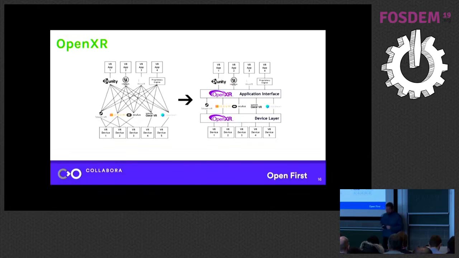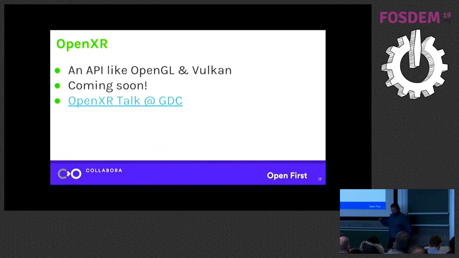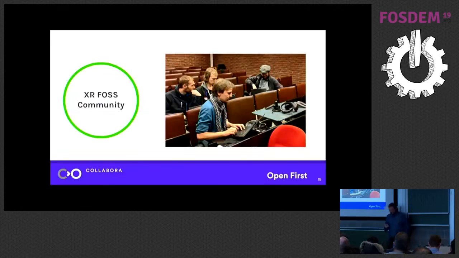Luckily, just like OpenGL, there's work on something called OpenXR, and it's made by the same people that made OpenGL, from Khronos. There are people who are much better at talking about this than me, so there's a link; once the slides are up, you can look at that. We'll talk a lot more about OpenXR, what it is, and more specifics. It's coming hopefully soon. But what we also need, just like we have in Mesa, is a community of XR developers.